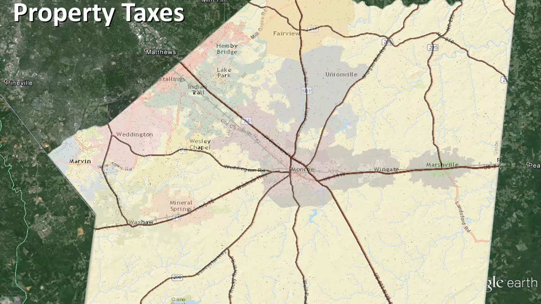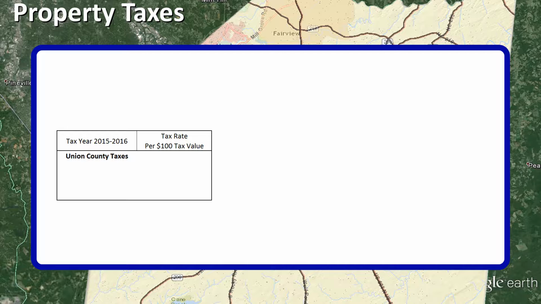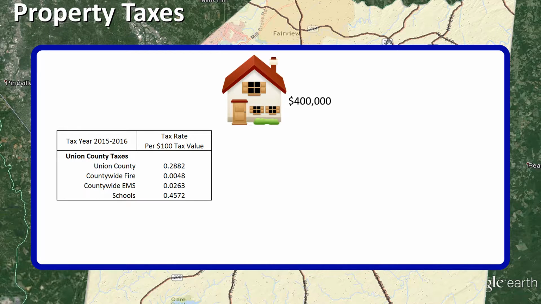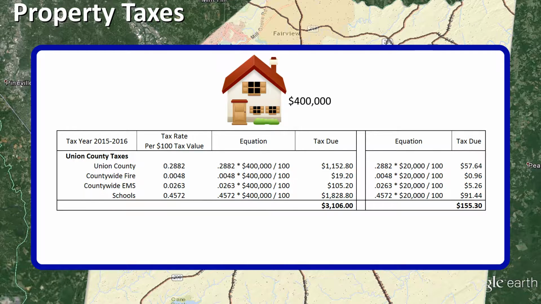Once you know the tax value of your property, determining the actual amount of tax that you pay is strictly based on your address and your corresponding tax district. For the 2015-2016 tax year, every property in Union County will be assessed these 4 taxes: a Union County tax, a countywide fire, countywide EMS, and schools. So for example, if we consider real property with a tax value of $400,000 and an automobile with a tax value of $20,000, these are the amounts you pay to Union County per $100 of value.